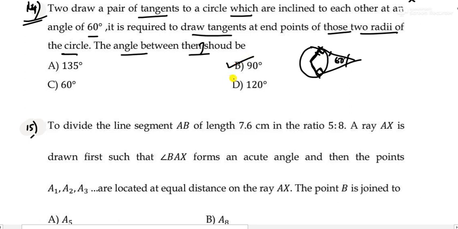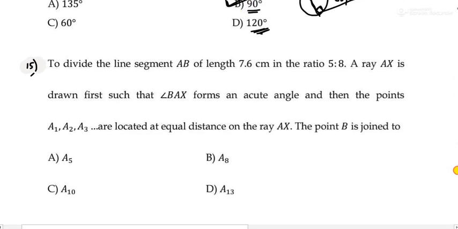So therefore it is option number B, 90. You have to read the question properly. Don't simply write 180 minus 60, 120, even though that is given in the options. Since they have said it is required to draw tangents at the end points of these two radii of the circle, the angle between them means the tangent and radius. What is the angle? It is always 90 degrees.